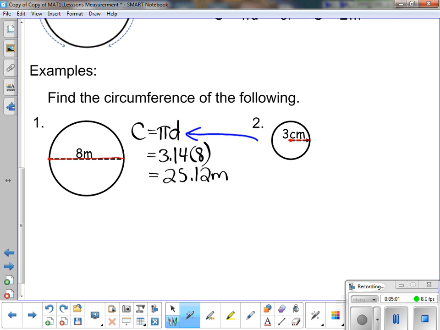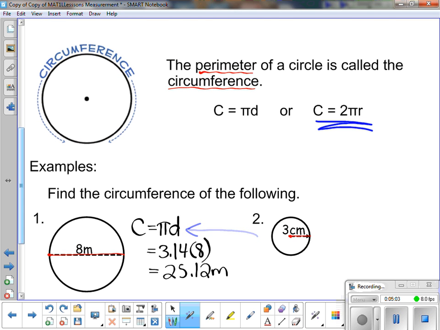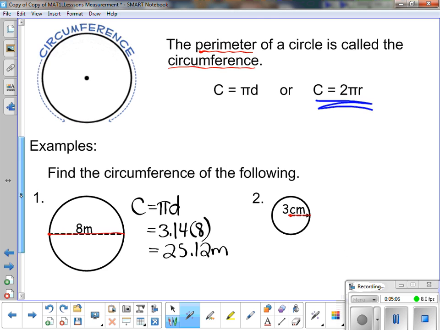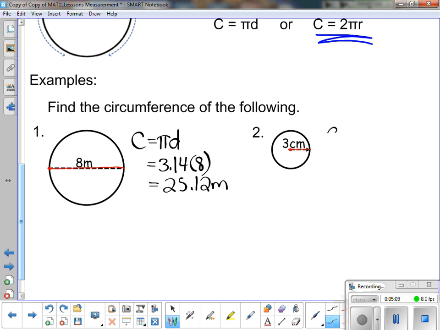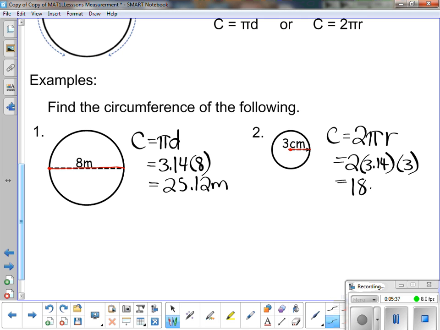or I can use the other formula, which was up here, which makes more sense and is less work for us. So again, I'm going to copy that formula down. Circumference equals 2 times pi times the radius. So that's 2 times 3.14 times 3. Now I'm going to take my calculator and punch those in: 2 times 3.14 times 3. So we're looking at 18.84, in this case, centimeters.